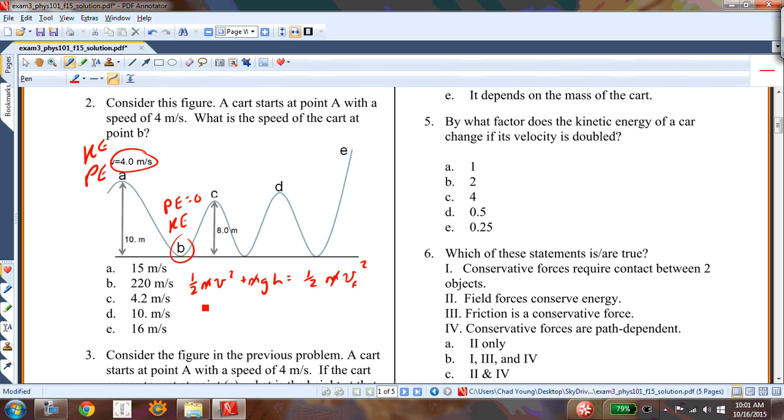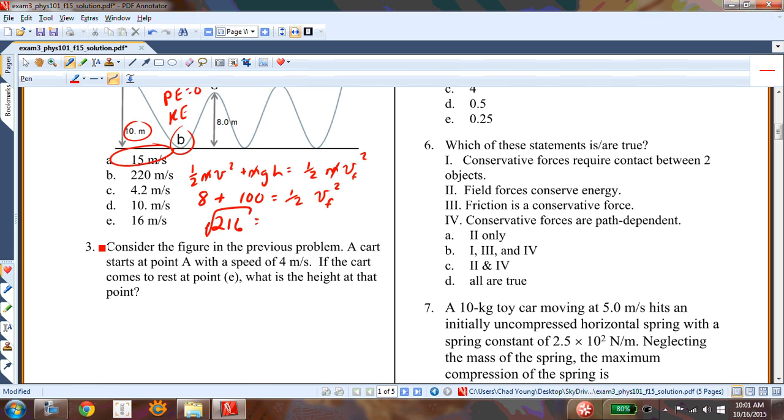I have 1/2 of 4 squared, that's 1/2 of 16, which is 8, plus 10 times 10, 10 meters per second squared times 10 meters, that's 100, equals 1/2 vf squared. So this is 108 multiplied times 2, that's 216, the square root of that. I get 14.7 or 15 meters per second. Number 2 is A.